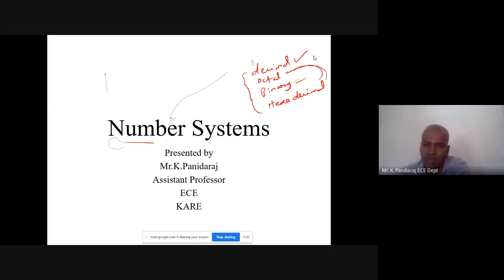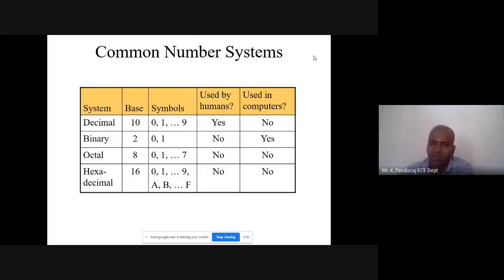So we'll see what we mean by number system. There are four number systems: decimal, binary, octal, and hexadecimal. The decimal base is 10 because it contains only 10 numbers, from 0 to 9: 0, 1, 2, 3, 4, 5, 6, 7, 8, 9. So totally 10 numbers are there, and that's why the base is 10. In binary, only zeros and ones are used, so there are two numbers and the base is 2. The octal is 0 to 7, totally 8 numbers, so the base is 8.